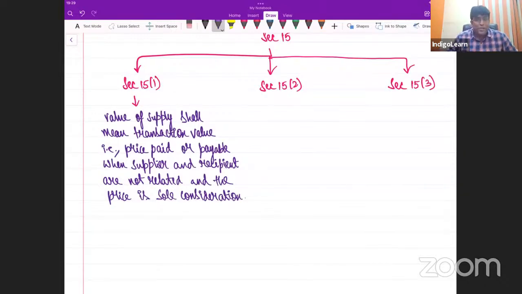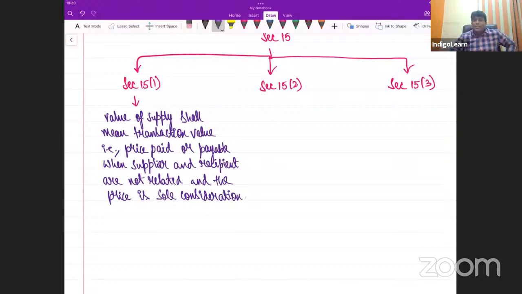Value of supply shall always mean transaction value. It refers to what? Price paid or payable. Paid means actually paid. Payable, yet to be paid. So value of supply shall mean what, my dear friends? Transaction value, which refers to price paid or payable, when supplier and the recipient are not related. They are not related at all.